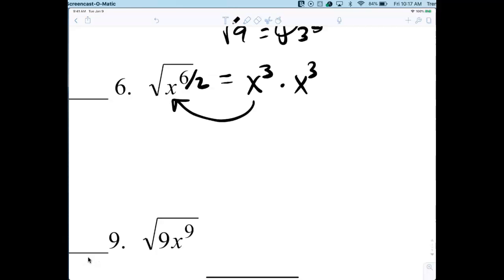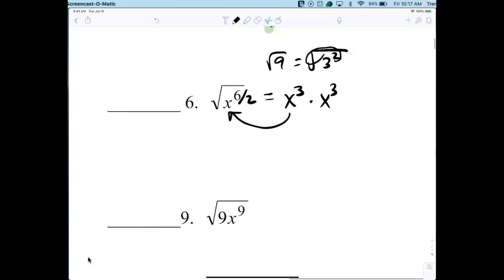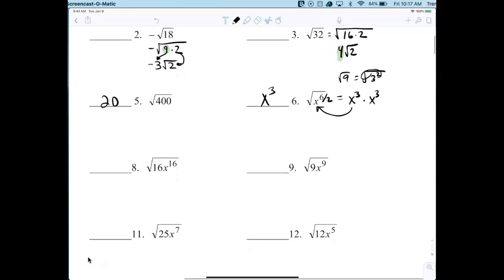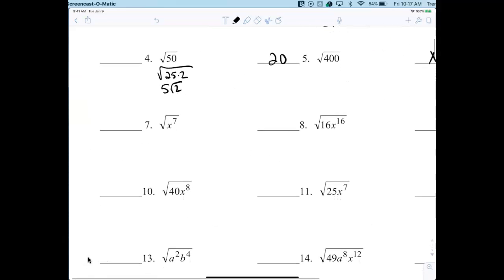Do you hear me? All right. So anytime you want to find the square root of a variable, you do what? Divide the exponent by what? 2. I can't help you with that. That's a rule. If you can't remember the rule, you write it down. All right. So the answer was x cubed. There's no number there, so that's the answer.